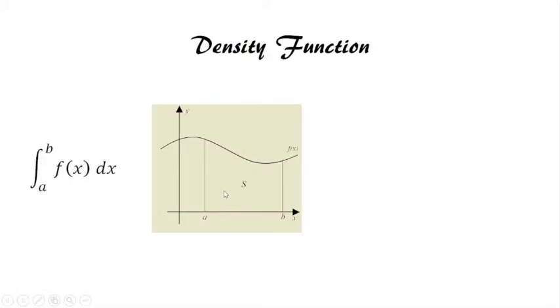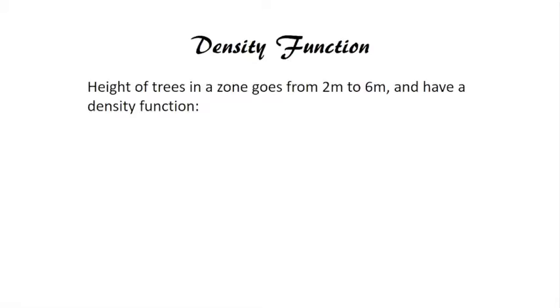Density function has two important rules that have to be accomplished in order to know if it is a true density function. The first rule is that y has to have values greater than or equal to 0, and the second one is that the integration over the workspace has to be 1 always. Let's do an example to make it clearer and try to solve it.